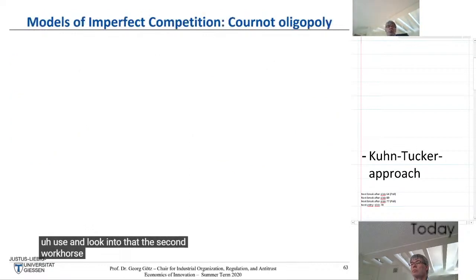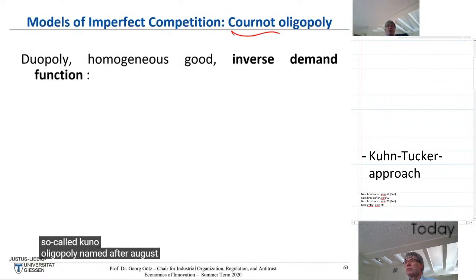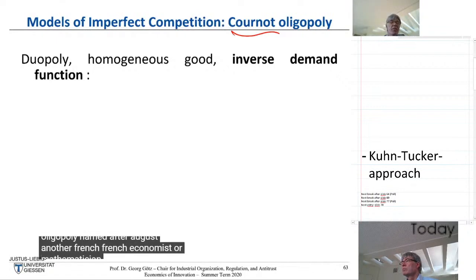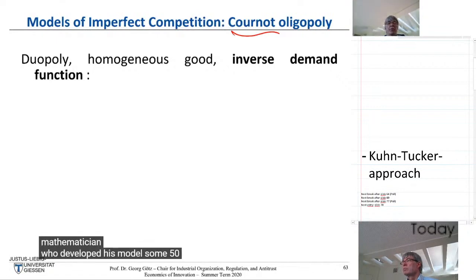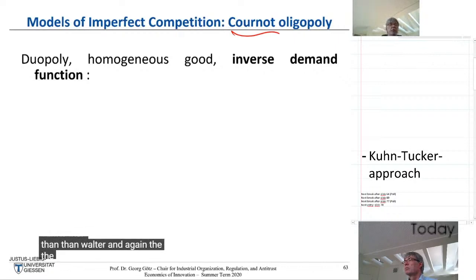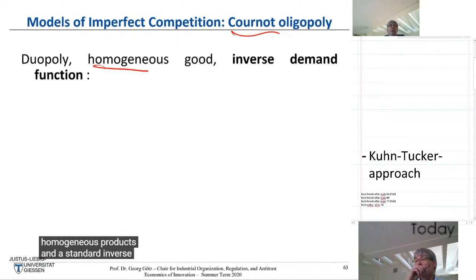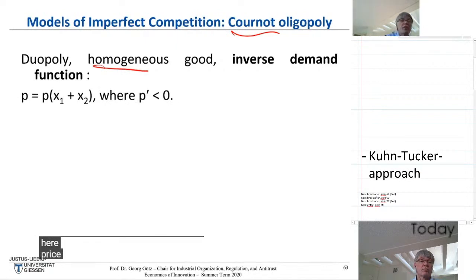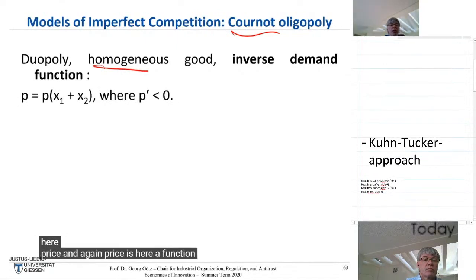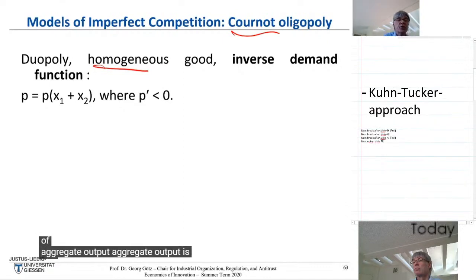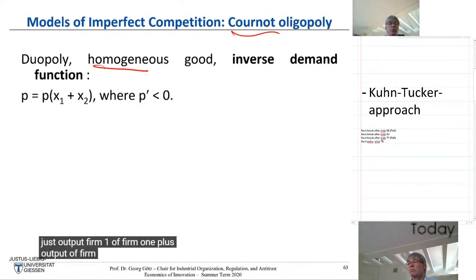The second workhorse model we use here is the so-called Cournot oligopoly, named after Auguste Cournot, another French economist or mathematician who developed his model some 50 years earlier than Walras. And again, the simplest case is a duopoly, again with homogeneous products and a standard inverse demand function. Price is here a function of aggregate output. Aggregate output is just output of firm 1 plus output of firm 2, again a negatively inclined demand curve.